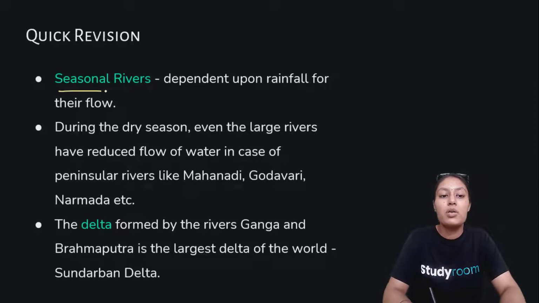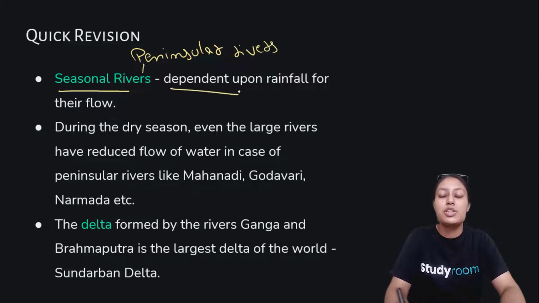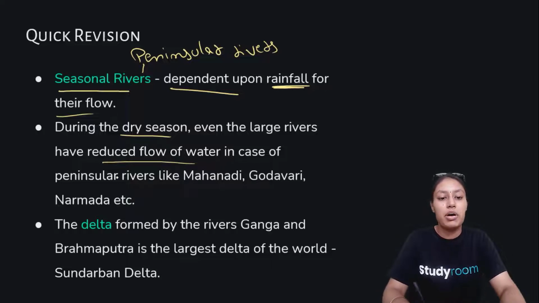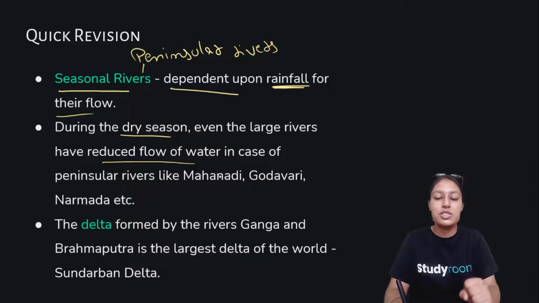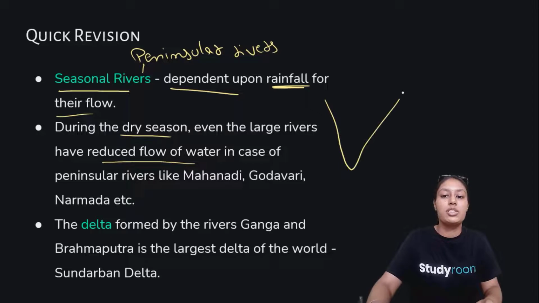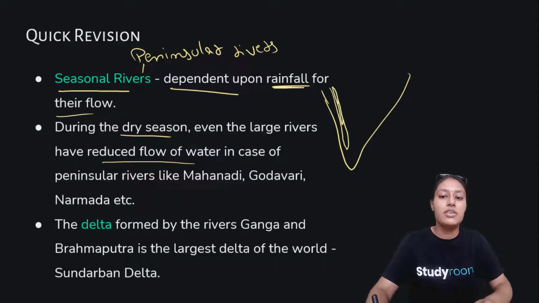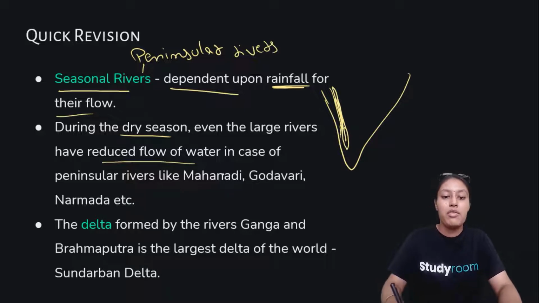Then we study seasonal rivers. Peninsular rivers are seasonal rivers. Why? Because their source of water depends upon rainfall and other flow. So during the dry season, the large rivers reduce their flow of water in the case of peninsular rivers. Whenever there is a dry season, the peninsular rivers, which are present in the Western Ghats, dry out, and the flow of water reduces. For example, these are Mahanadi, Godavari, and Narmada.